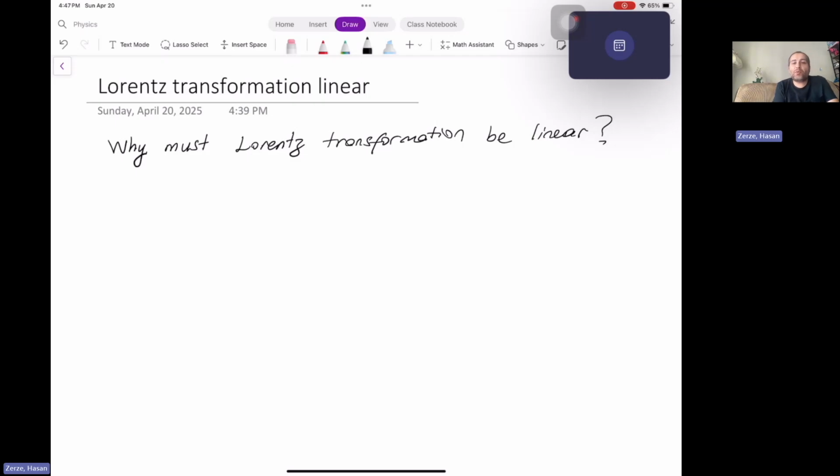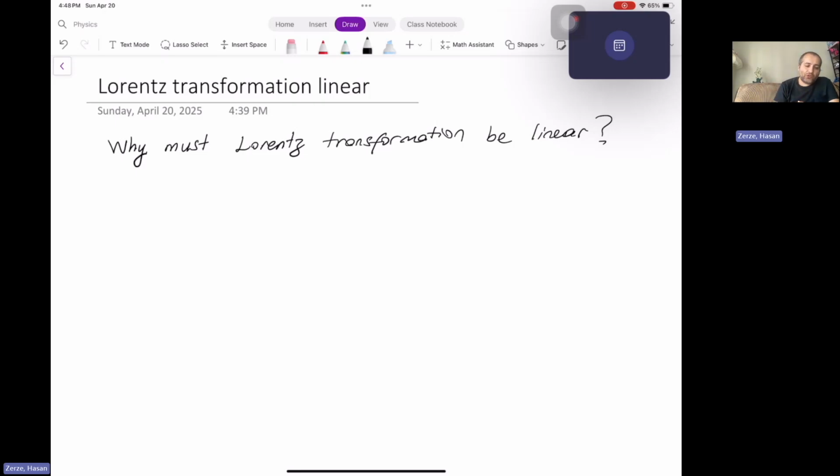I would like to talk about why Lorentz transformation must be a linear transformation. If you remember in my previous video, I derived the Lorentz transformation laws, but I assumed in those derivations that transformation is linear, and we made an assumption there. This time, I would like to show you why this must be the case, why Lorentz transformations must be linear.